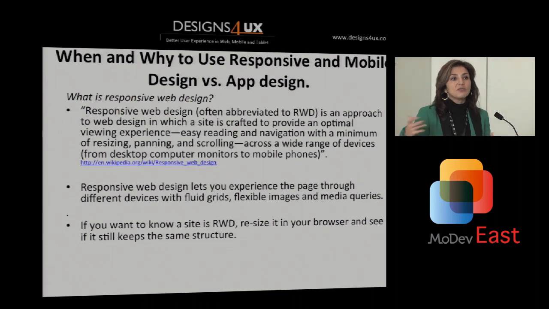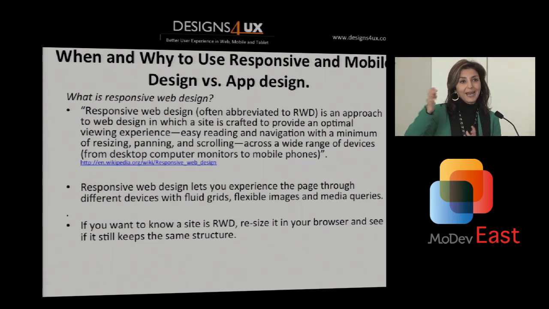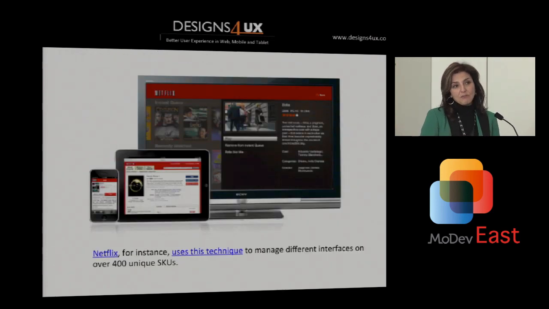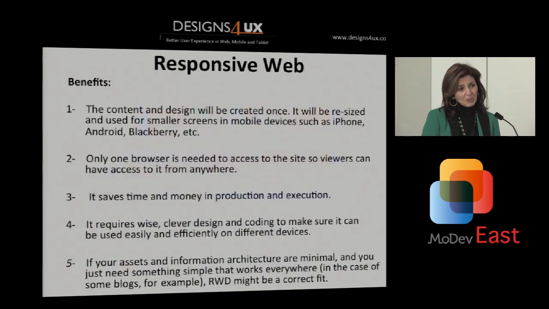You can tell if a site is responsive by scaling it on your desktop and seeing how the structure stays the same. Many big sites use that, like Netflix, Boston Globe, etc. Benefits, as you know: you design it once, create it once, and it can be resized and used on smaller mobile devices, iPhone, Android, BlackBerry, etc. You only need one browser to check it. And of course, you save time and money. However, it needs clever design because we want to make sure it's effective and usable on different platforms.